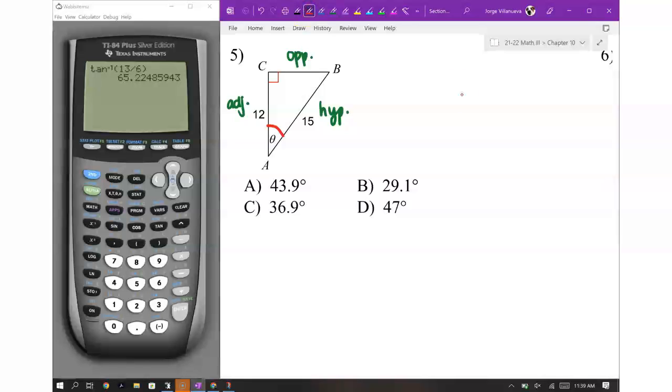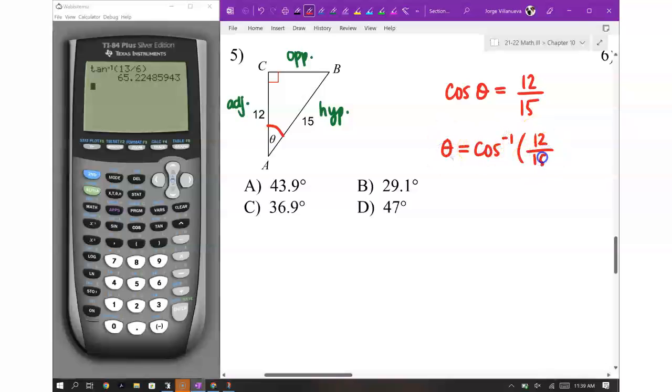Cosine. Good. So I'm looking for cosine of theta equal to 12 over 15. Again, this is just writing out the ratio. That's what they call writing the trig ratio. So we're writing the fraction. So now write your equation for the angle. So theta is cosine inverse of 12 over 15. And you're just going to type that into your calculator. So second cosine, that gives me cosine inverse. 12 divided by 15. Hit enter.